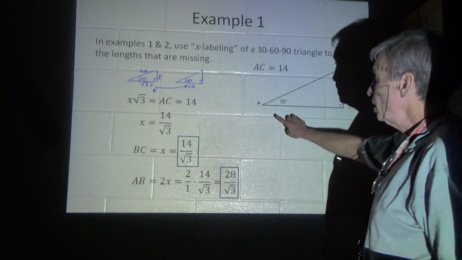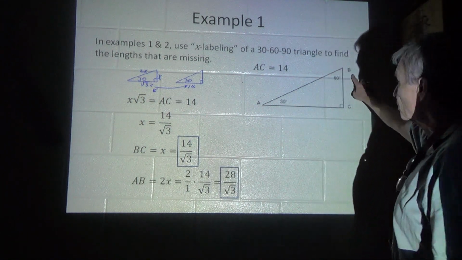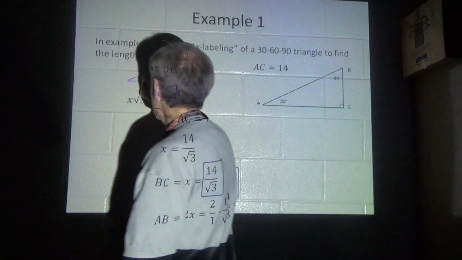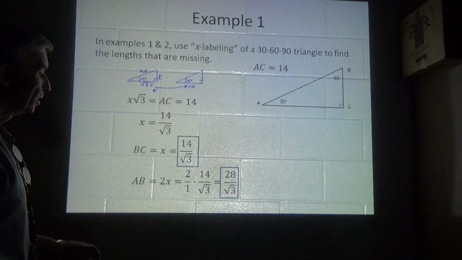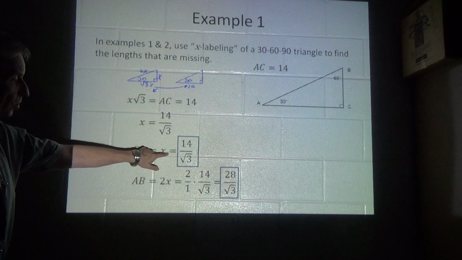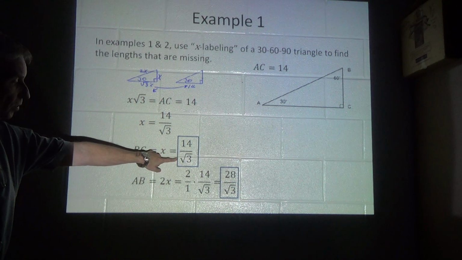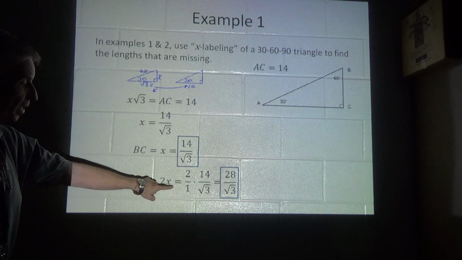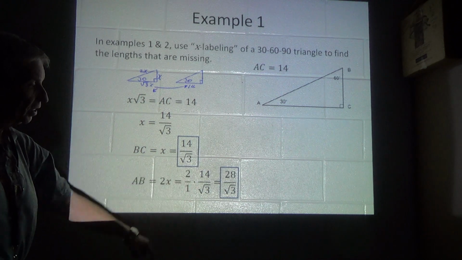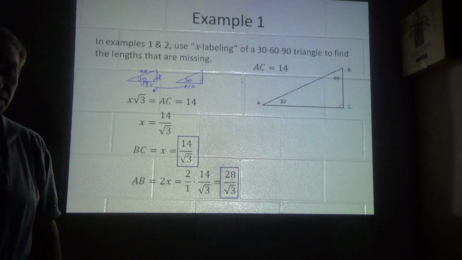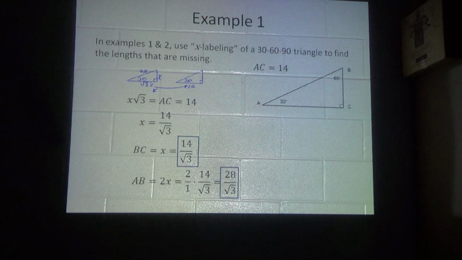Okay, so AB is the hypotenuse, and if you notice here, it's 2 times the short leg. So what we simply do is take the short leg, which we know is 14 over the square root of 3, and multiply that by 2, which is what we did right here. That gives us 28 divided by the square root of 3 as our hypotenuse. Okay, let's go on to example 2.